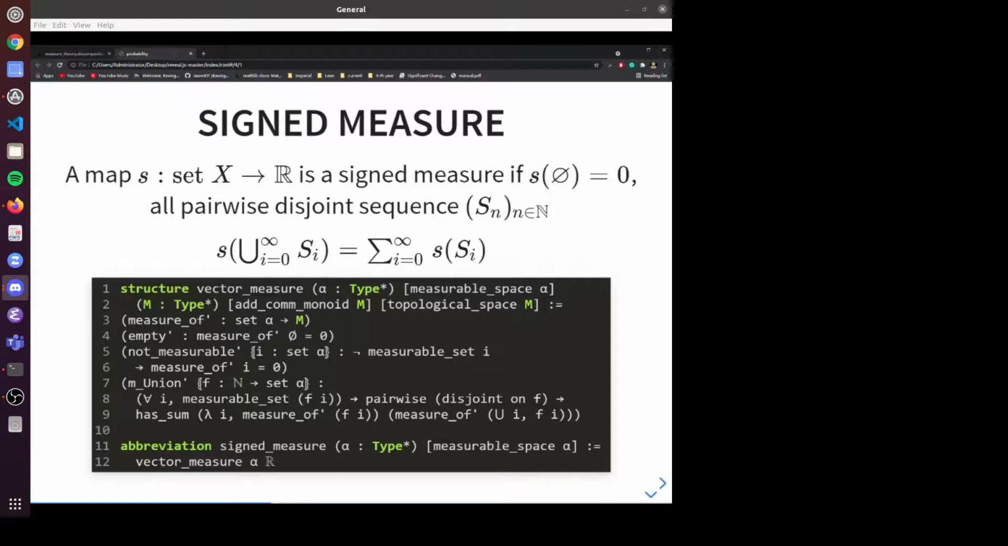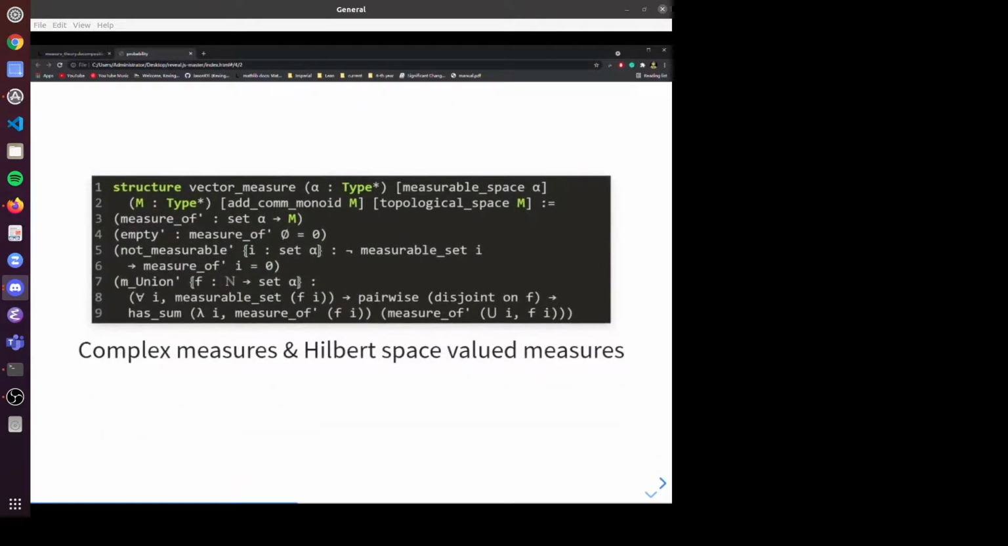And here we have some Lean code, where we can notice a particular difference: we have a definition for a more general object called a vector measure. And we define signed measures as an abbreviation, where a signed measure is simply a vector measure over the reals. So why vector measure, right? We note that the Radon-Nikodym theorem, or more generally the Radon-Nikodym property, holds for more general measures. In particular, it holds for complex valued measures and also Hilbert space valued measures.